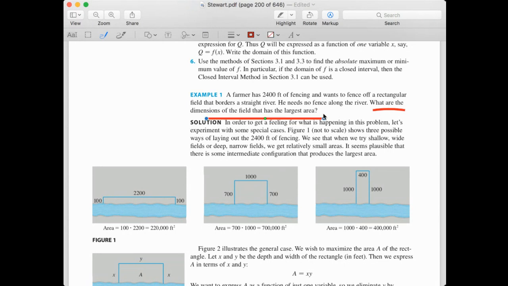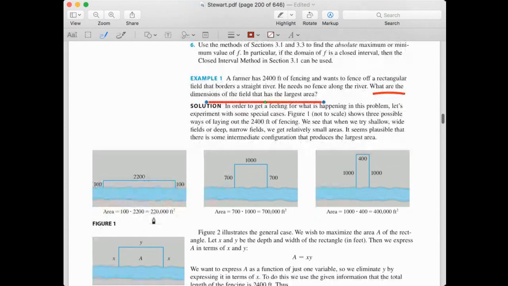So basically the question is asking, what's the best dimension we could have to have the biggest area, right? So let's see some scenarios. Totally he has 2,400 feet, the perimeter for 3 sides. Along the river side, there's no need of fencing. We need to fence off 3 sides of the rectangular area.